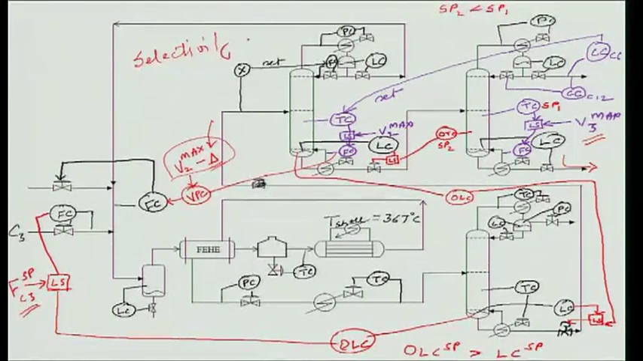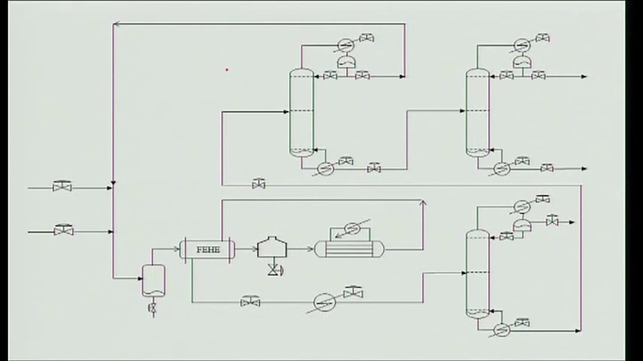So the selectivity will be slightly lower, and also cumene loss will be slightly greater. Okay. Now let us contrast it with our approach of doing things. How do we do things?